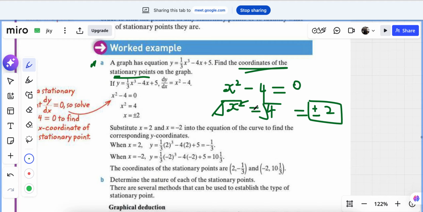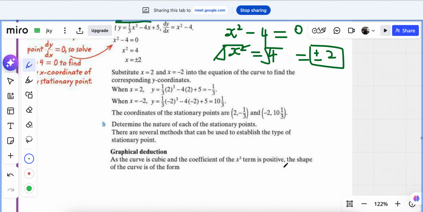Then you take the second value, minus 2. Remember, it's a quadratic. You must get two answers. If you bring minus 2 and substitute here, you get 10 1 over 3. So you now write the coordinates. Remember, they say find the coordinates of the stationary point. There are two coordinates. When x is plus 2, your y is minus 1 over 3. And when x is minus 2, your y is 10 1 over 3. So these are the two coordinate points. That's why you see the word is coordinates. Two coordinates, one here, one here.